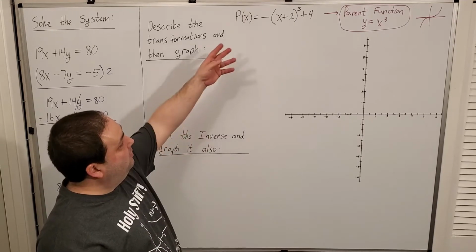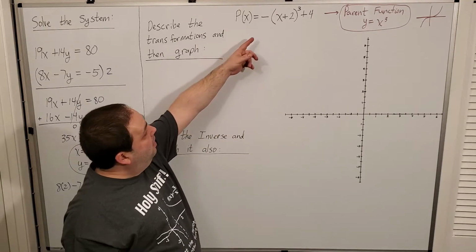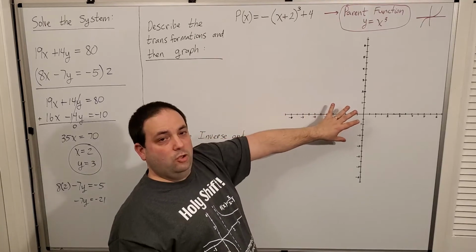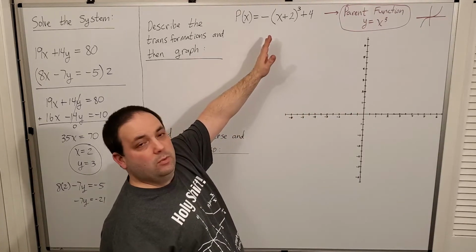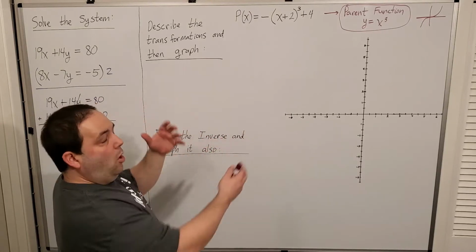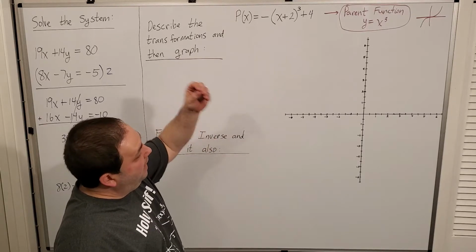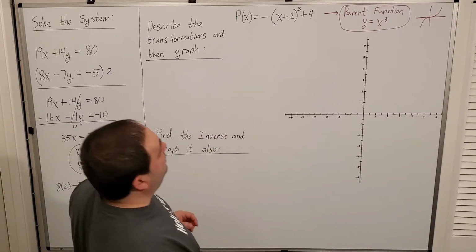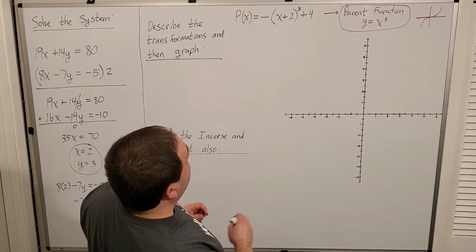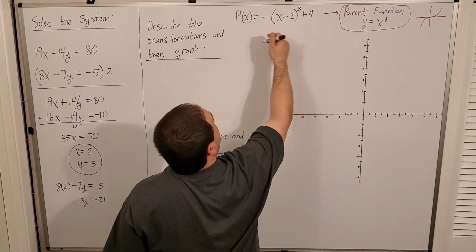And sometimes also, if there's a stretching in the graph, you can't always see it on the grid. But if you describe it in words, I know that you've seen it. Okay, so I ask all of my students to do both, to describe the transformations from the parent and then also to graph it. Okay, so let's go through the description here. It's obviously a cubic function.